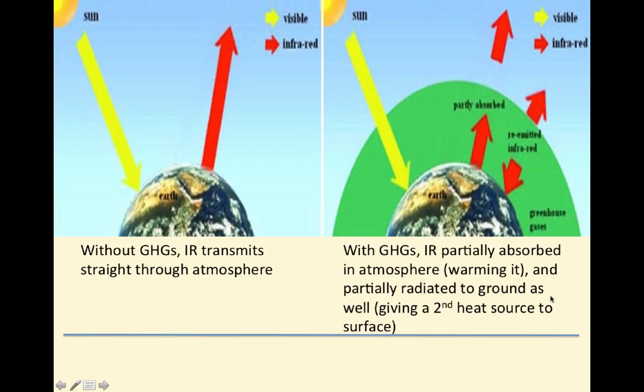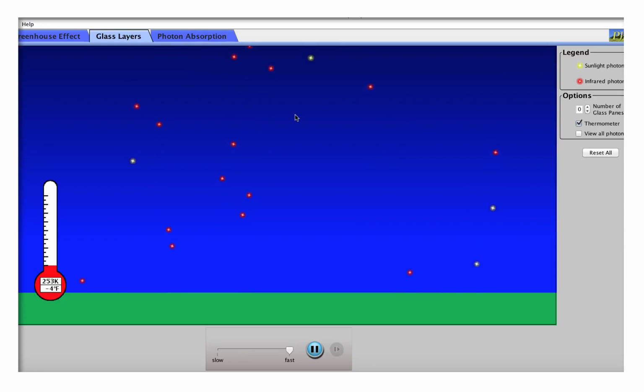However, with greenhouse gases, the IR is partially absorbed in the atmosphere, which warms it. Anytime you absorb radiation like that, it's going to warm the layer where it's being absorbed, but also those greenhouse gases will emit plenty of IR radiation back down to the Earth's surface, giving a second heat source to the surface effectively. So now we have the sun's heat coming in, but we also have heat coming in from IR radiation. This visualization is going to look at the greenhouse effect.